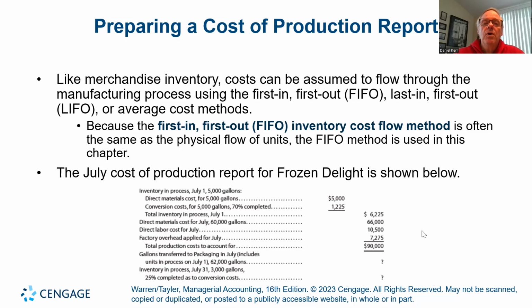To try to keep it simple, we're going to use first in, first out, which means we're going to make the assumption that the flow of the cost is such that the beginning inventory goes out first. So we're going to accumulate all the costs. Look here: the total production cost that we have to account for is $90,000. But of that $90,000, how much is transferred out of this department into the packaging department, and how much of it is still left on hand at the end of the period? And in order to make that allocation, we have to get into what are called the equivalent units. So let's take a deeper look at equivalent units.